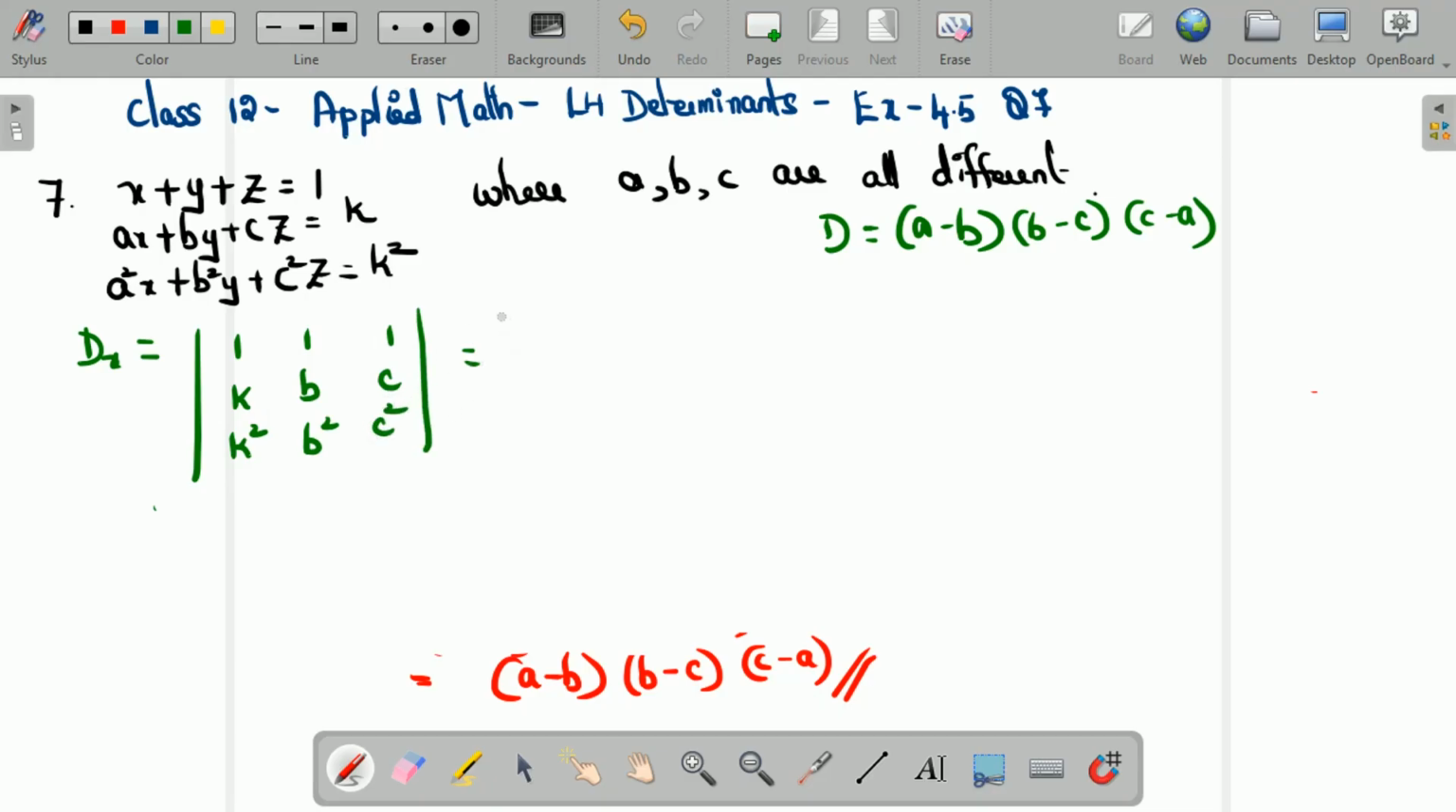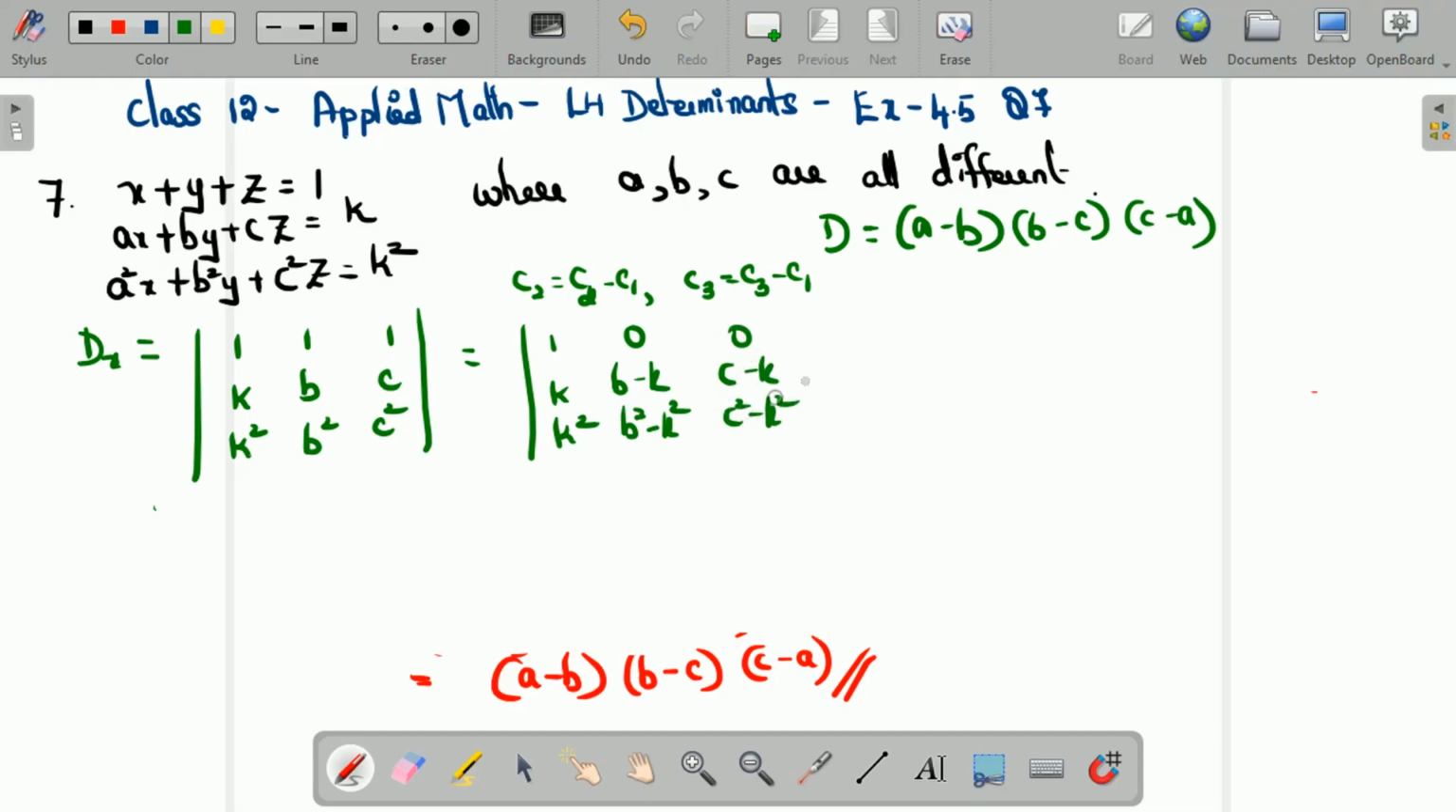Like in the last case, the transformation will be C2 is equal to C2 minus C1 and C3 is equal to C3 minus C1. So the first column is 1, k and k squared. The second column is 1 minus 1 is 0, this is b minus k, this is b squared minus k squared. The last column is 0, c minus k, c squared minus k squared.